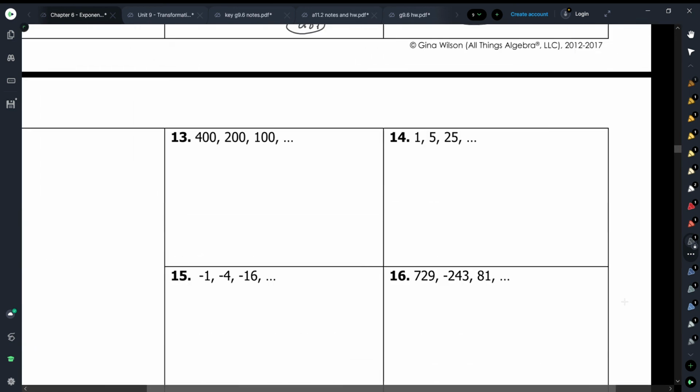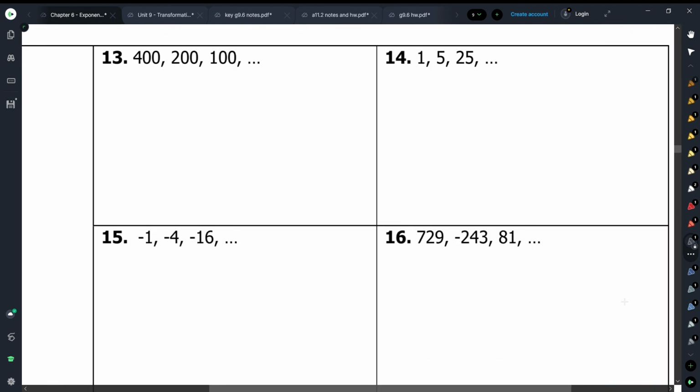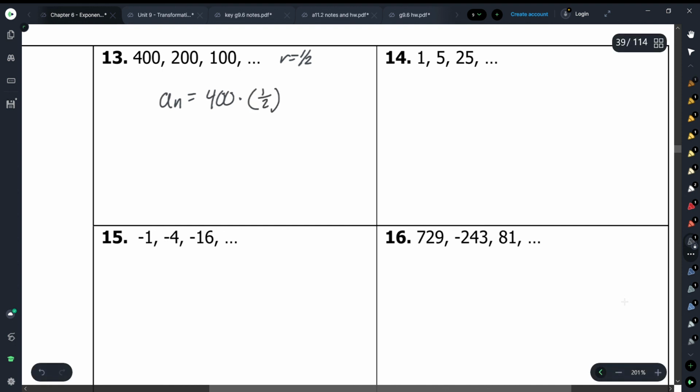All right. There we go. I'm halving everything, it looks like, so r is going to be 1/2. So a sub n equals 400 times, remember, when we're dealing with fractions, those are r as well. It's a good thing to put parentheses in here as well. There's my formula. So a7 is equal to 400 times 1/2 raised to the 6th power.